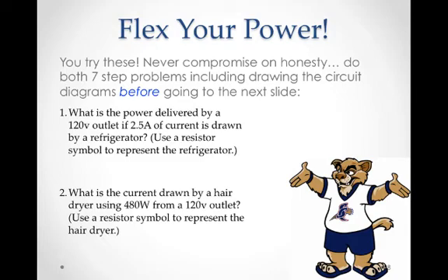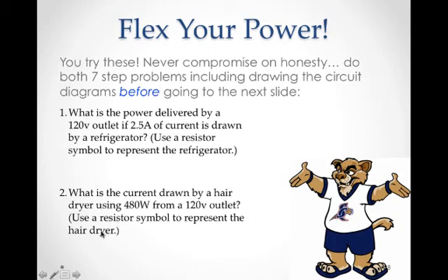So let's see how much you've absorbed so far with a couple of example problems here. Why don't you just try these right from the start without us going through how to do them anymore. So your first question here is, what power is delivered by a 120 volt outlet if 2.5 amperes of current is drawn by the refrigerator? And again, you would model this with a resistor symbol, and you could just draw a picture of a simple circuit for your illustration.